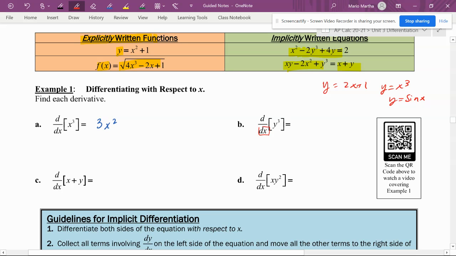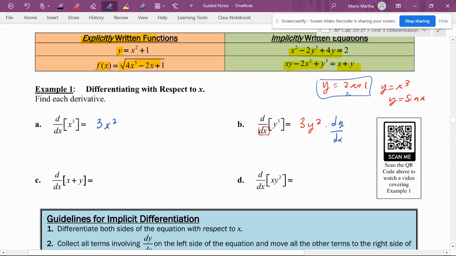So we apply the chain rule. Here you take the derivative of y, so that would be 3 times y squared, same thing. And then you want to multiply it by the derivative of whatever y is with respect to x, so dy dx. If y was 2x plus 1, then I would take the derivative of this and get just 2, so I would just multiply that times 2.